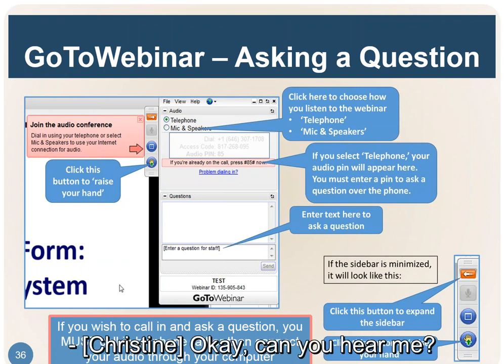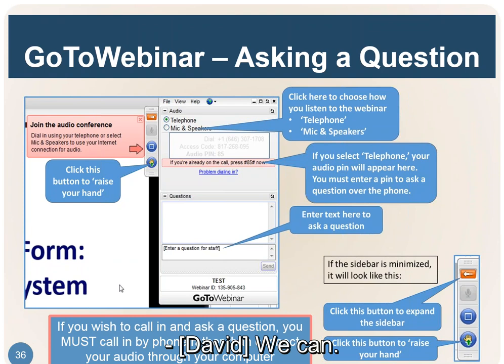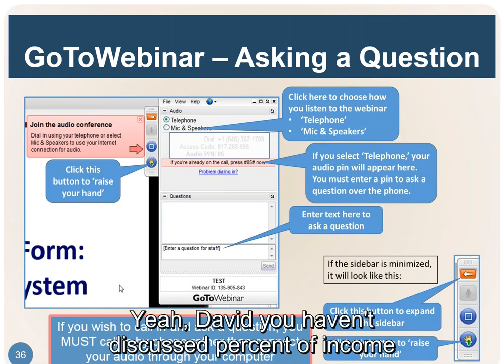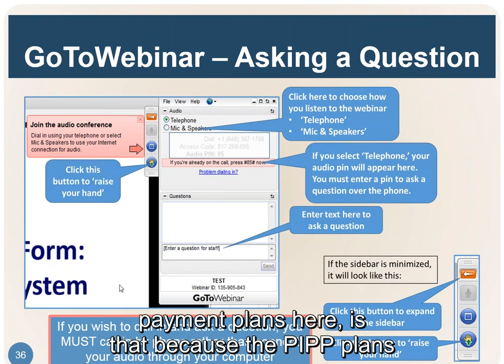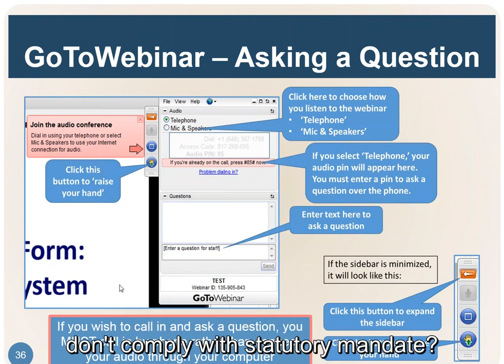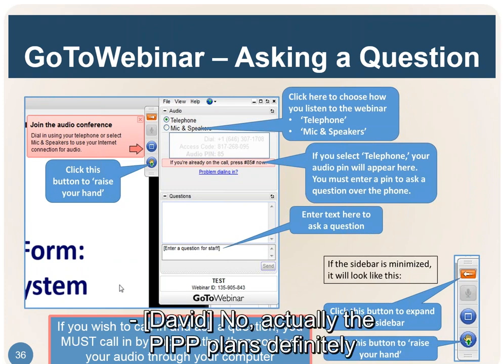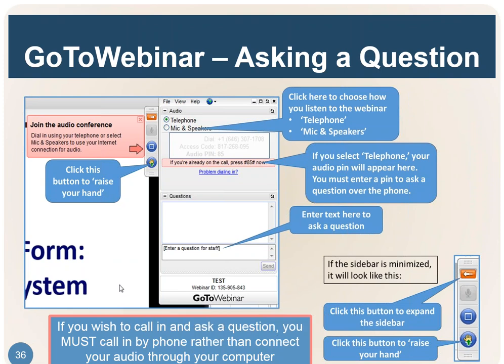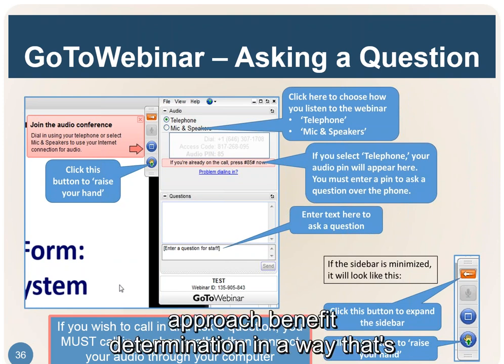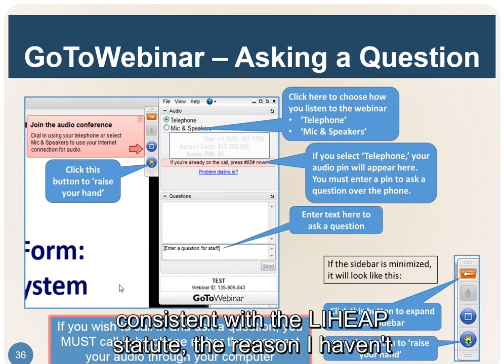Okay, can you hear me? We can. Okay, great. Yeah, David, you haven't discussed percent of income payment plans here. Is that because the PIP plans don't comply with statutory mandate? No, the PIP plans definitely approach benefit determination in a way that's consistent with the LIHEAP statute.